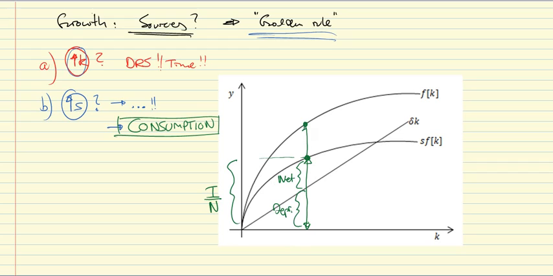Now, what's the remainder? Well, from Y equal to C plus I, without a government and a foreign sector, we have this part on the top, the difference between the production function and the investment function, as C divided by N, consumption per capita. How big is this? Well, the question is relevant if we consider to increase s in order to increase growth.